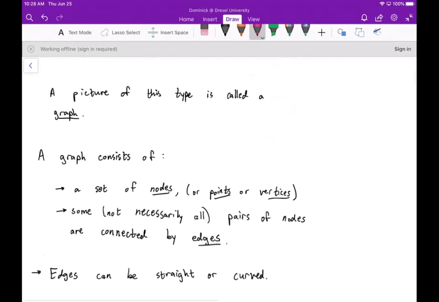So to be a little bit more precise, a graph consists of a set of nodes, which are those small circles, and sometimes we'll refer to them as points or vertices, but these are indicated by small circles. And then, of course, some edges, and of course, not necessarily all, and not necessarily even any. You could also have a graph that is just a bunch of nodes with no edges between them. But some of these nodes will be connected by edges, right, which are just symbolized or indicated by lines.